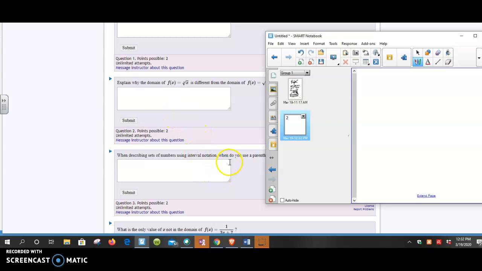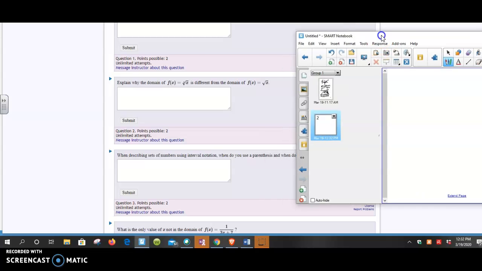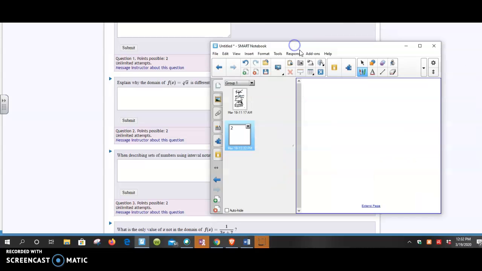The third one here, when describing the set of numbers using interval notation, when do you use parentheses and when do you use a bracket? So in case that was not already clear to you, soft bracket does not include, say you have 2 to infinity. That'd be like this. If you have 0 here, you have 2 here. That's an open circle shaded to the right. That means any number greater than 2, not including 2.